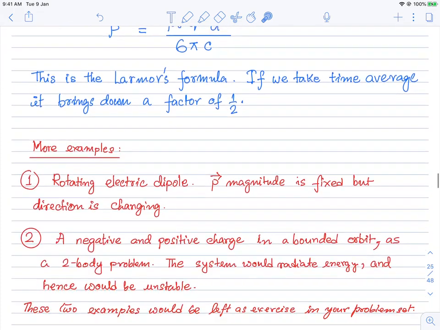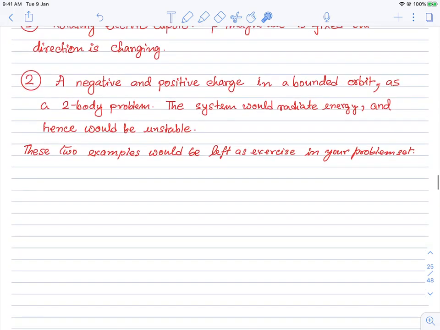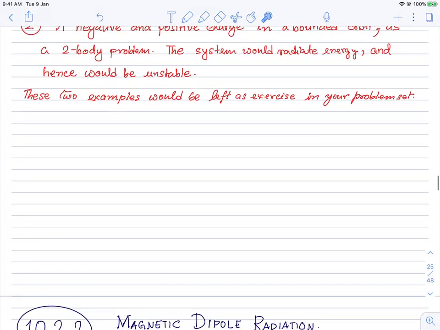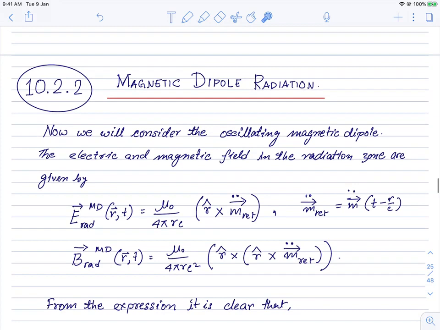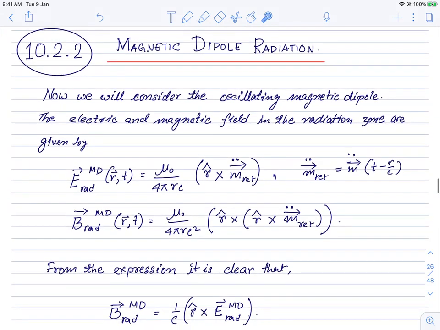Okay, I will give you some more exercises on how to work this out. In your assignment sheet, there will be more exercises so that you have some practice in finding electric dipole radiation fields and the power, dP d omega, in case of electric dipole oscillations.